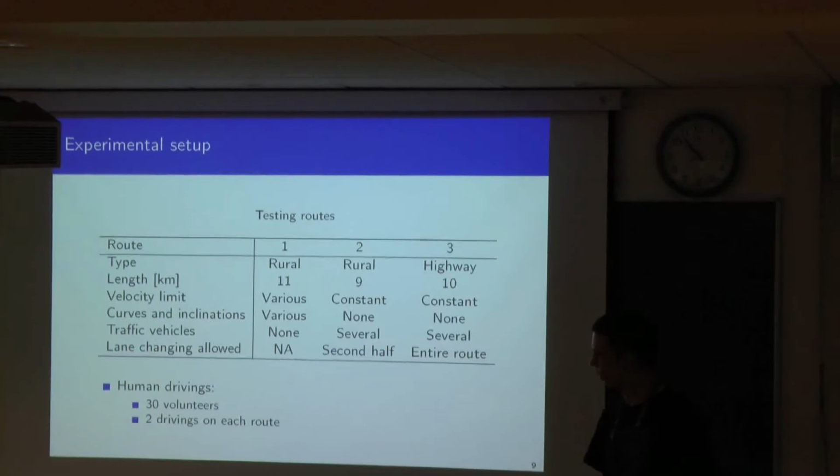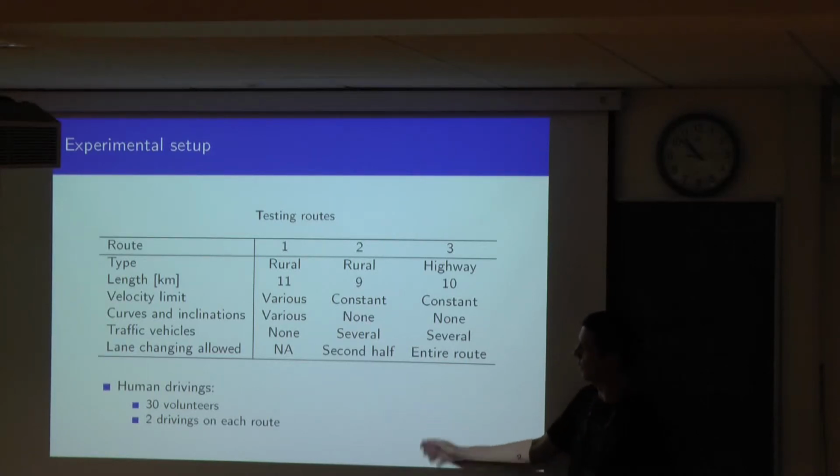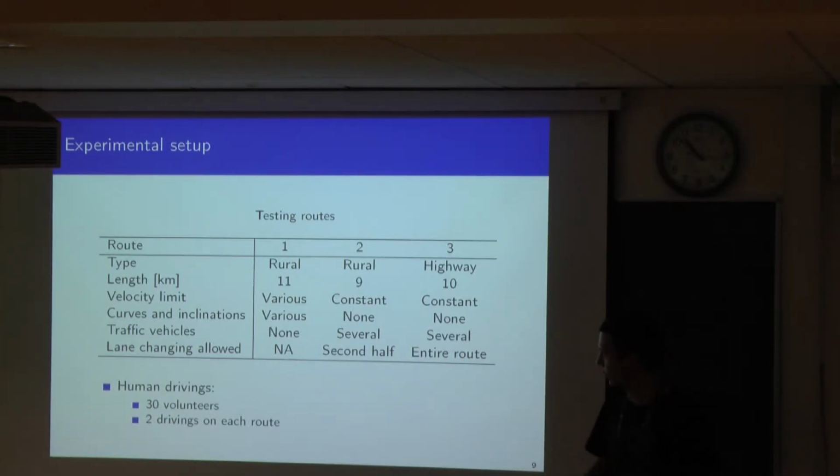And the lane changing is allowed entirely on the first route and only on the second half of the second route. Well, on the first route, there is no meaning to check this since there are no traffic vehicles to overtake.